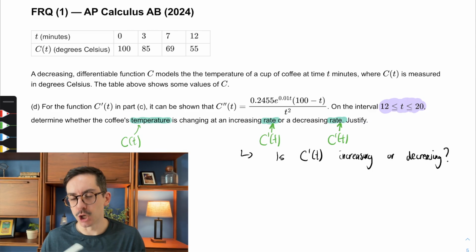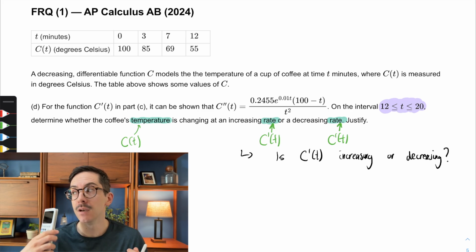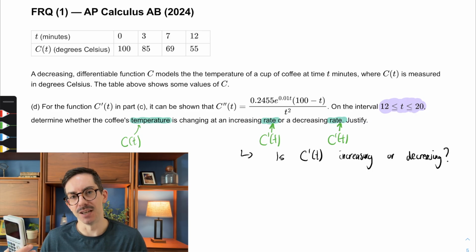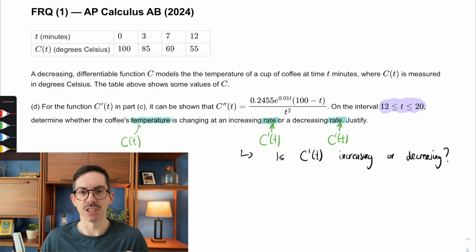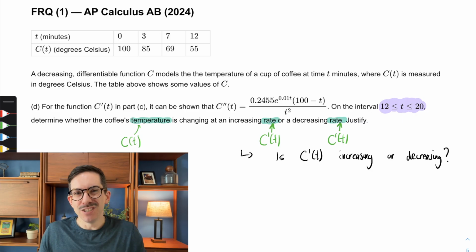I could try and graph C prime using my calculator, and see if it looks like it's increasing or decreasing. But that might give me the answer, but it won't give me much justification, because saying I graphed it and it looked like it was increasing isn't going to be sufficient justification on the AP exam. But you'll notice we haven't used this C double prime expression yet.